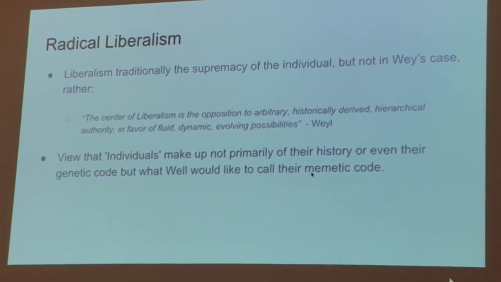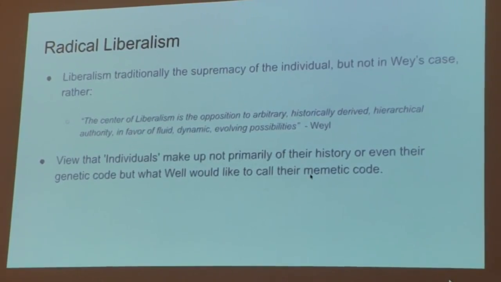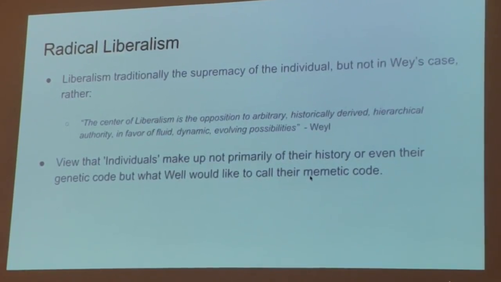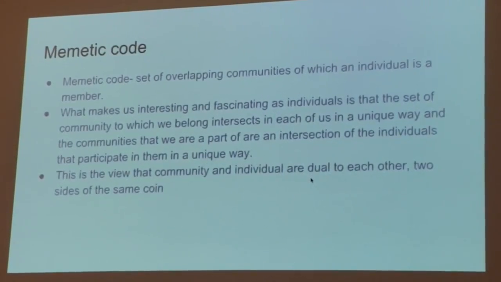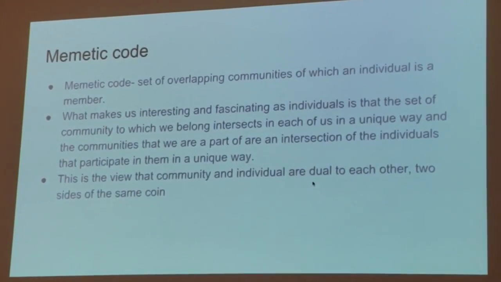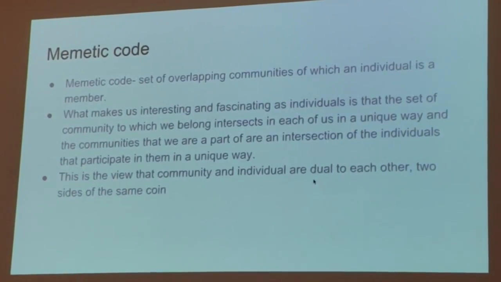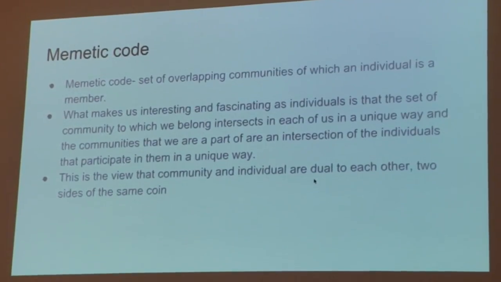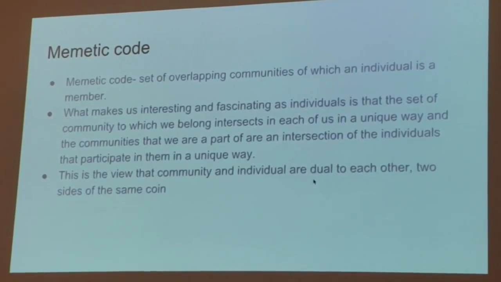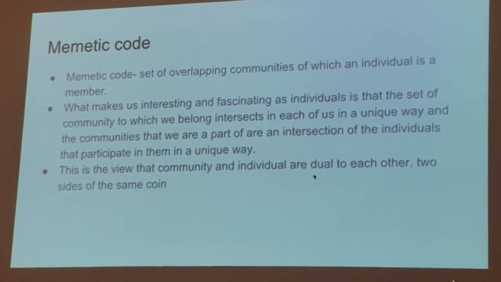He has a view that individuals' makeup is not really fixed by their history or even their genetic code, but by something he calls the memetic code. The memetic code is the idea that you are defined by the overlapping communities in which you participate. And what makes it interesting is that the intersections of these communities that we participate in are constantly changing. And similarly, communities are made up of the individuals that constitute them.